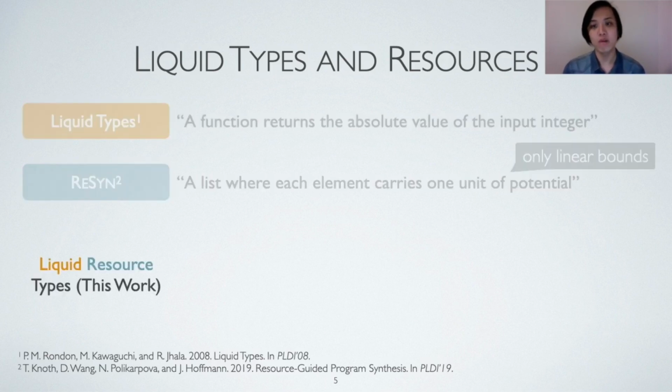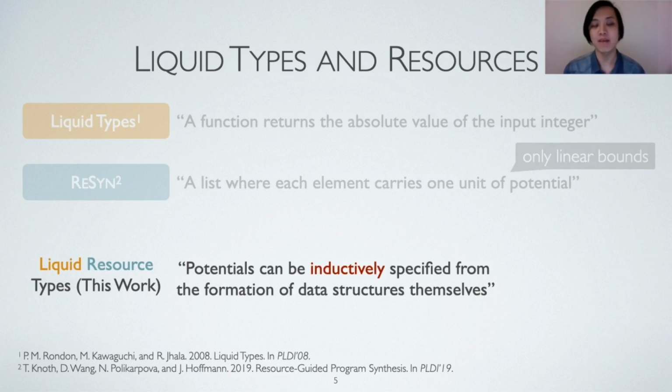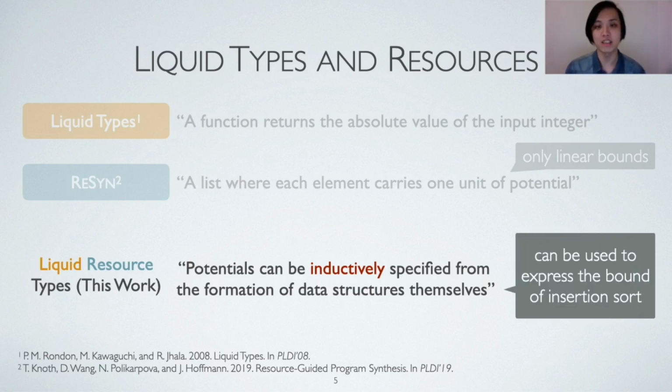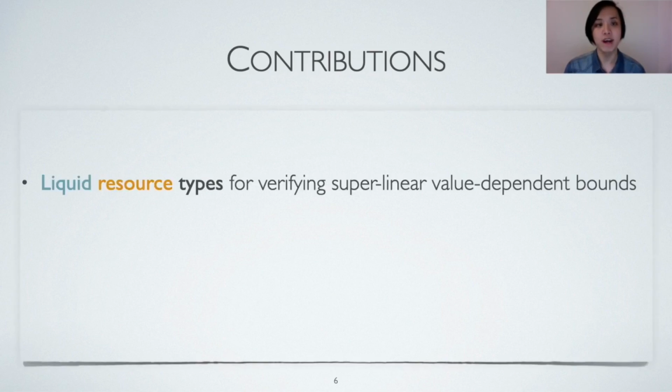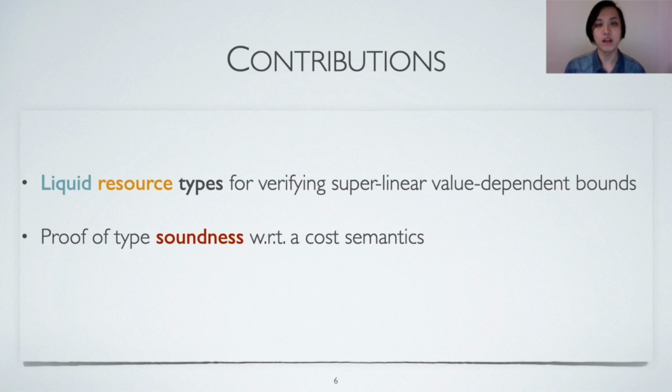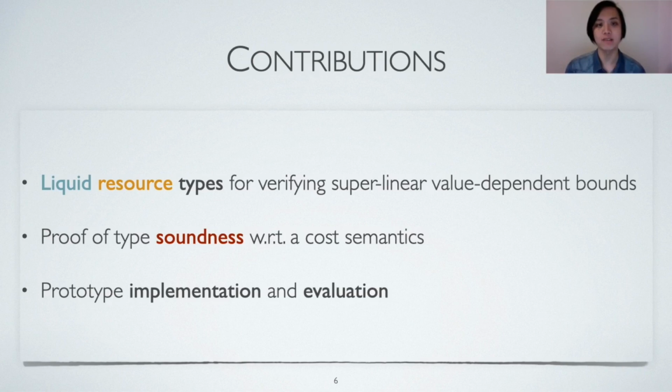In our work, we proposed liquid resource types with the ability to express a lot more non-trivial resource bounds. A key idea is that the potentials can be inductively specified from the formation of data structures themselves, which allows us to express the time complexity of insertion sort. In general, liquid resource types provide a mechanism for expressing and verifying superlinear value-dependent resource bounds. We formalize and prove the type soundness with respect to a cost semantics. We also implement an automatic type checker for liquid resource types and evaluate it on a suite of challenging examples.